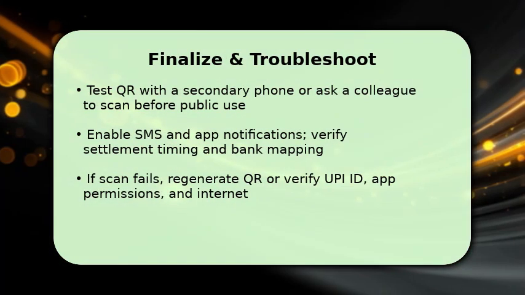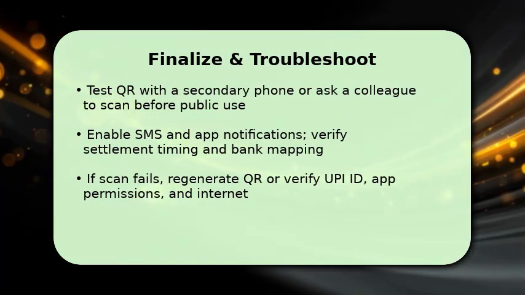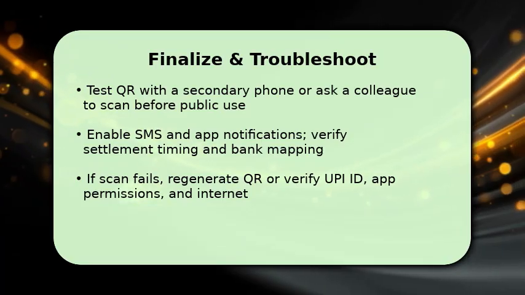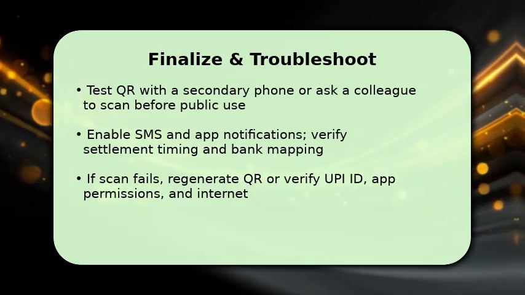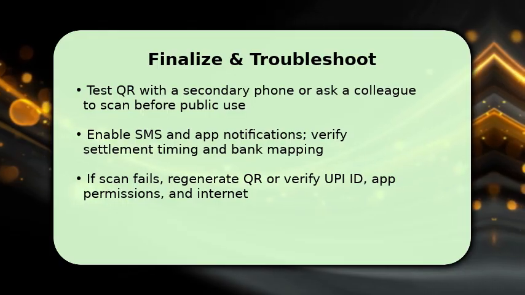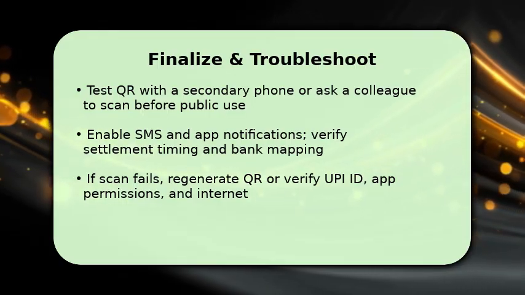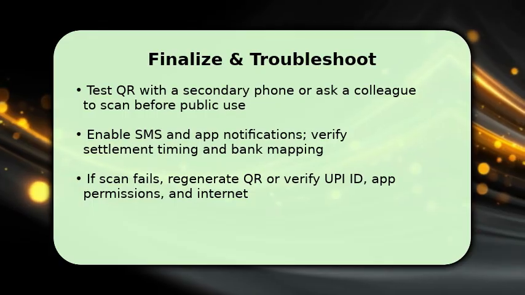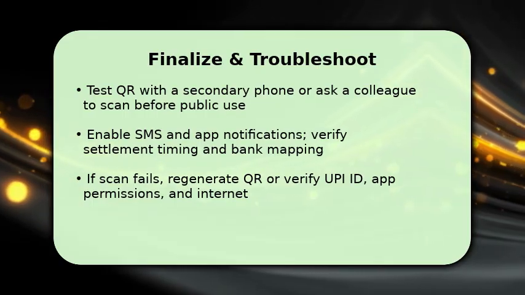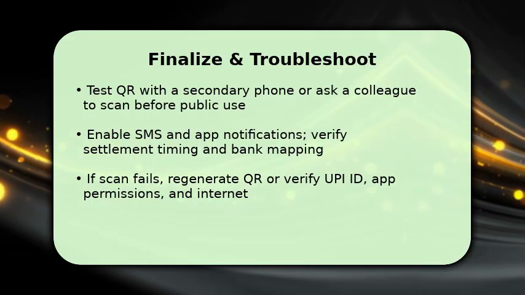Scan the QR from another device to confirm it initiates a fixed amount collect flow and that the amount is correct. Make sure you get instant notifications and that settlements map to the right bank account. If anything goes wrong, first check network, app permissions, and whether the UPI ID shown is correct. Then regenerate a new QR if needed.